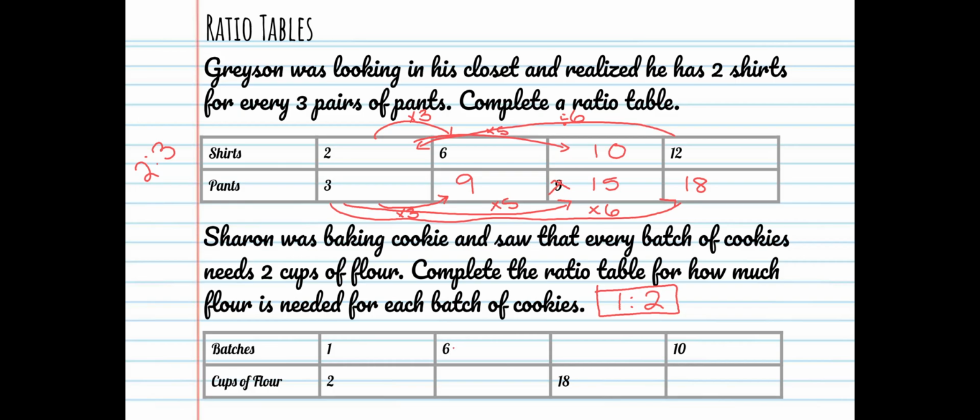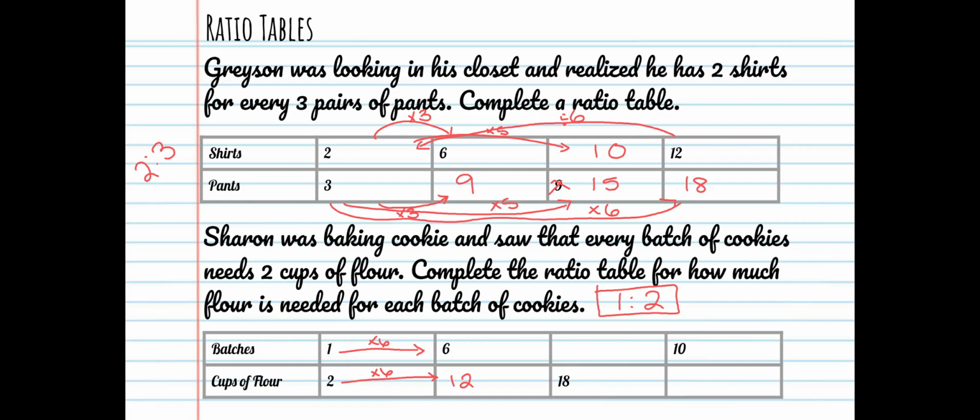So just like we did at the top, we need to expand our ratio to figure out if I want to make 6 batches of cookies, how many cups of flour do I need? So I know that 1 times 6 gives us 6 because that is a very easy multiplication here. So 2 times 6 would give us how many cups of flour that Sharon would need. 2 times 6 gives us 12. So if she wanted to make 6 batches of cookies, that means that she would need 12 cups of flour.